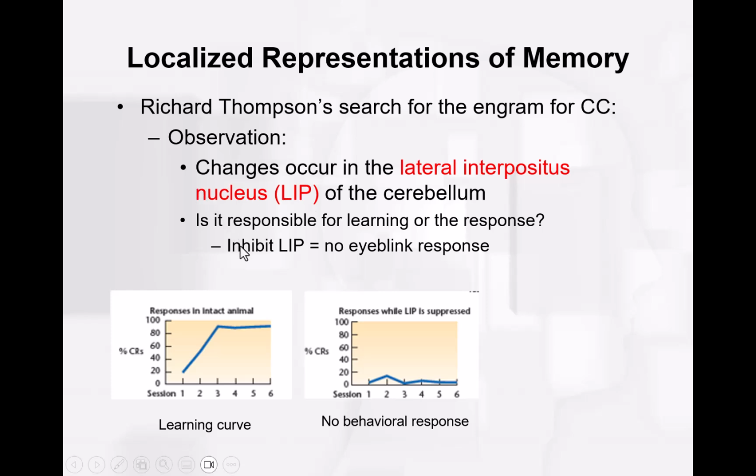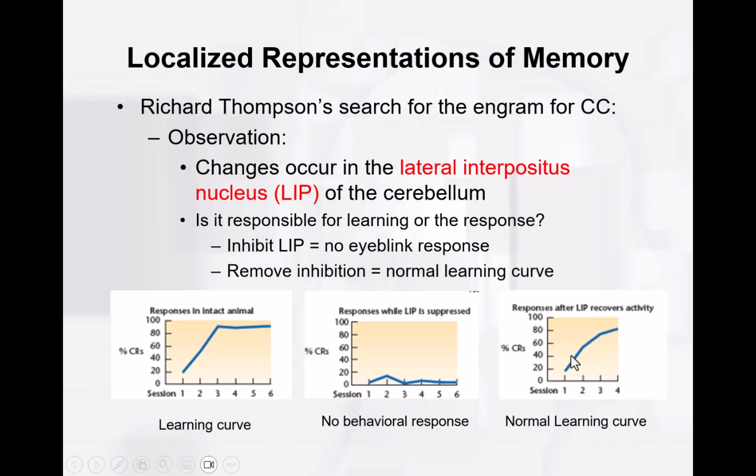But what they found is, in this second graph here, when they inhibited the lateral interpositive nucleus, and inhibited means it can't fire any action potentials, here's a percentage of conditioned responses, and you can see over sessions, there's no learning going on. They're not producing any behavioral response, regardless of how many times that tone is paired with a puff of air. Now, when you remove that inhibition, the animal can learn.